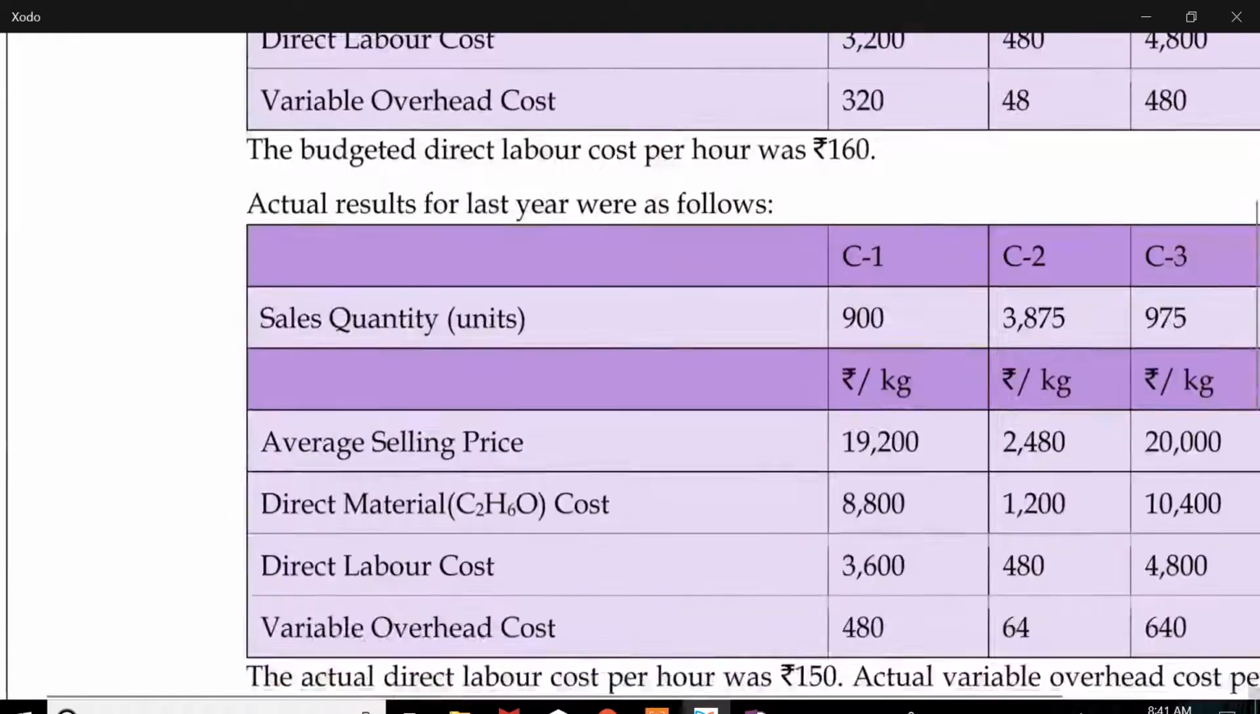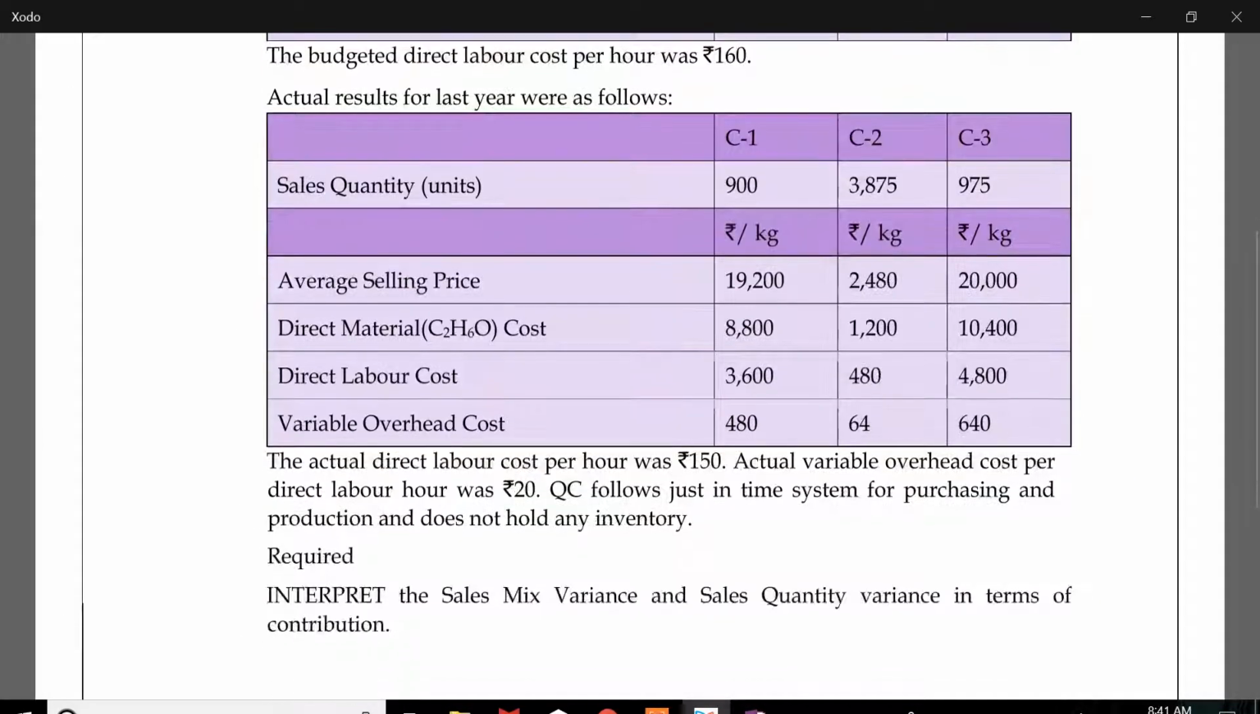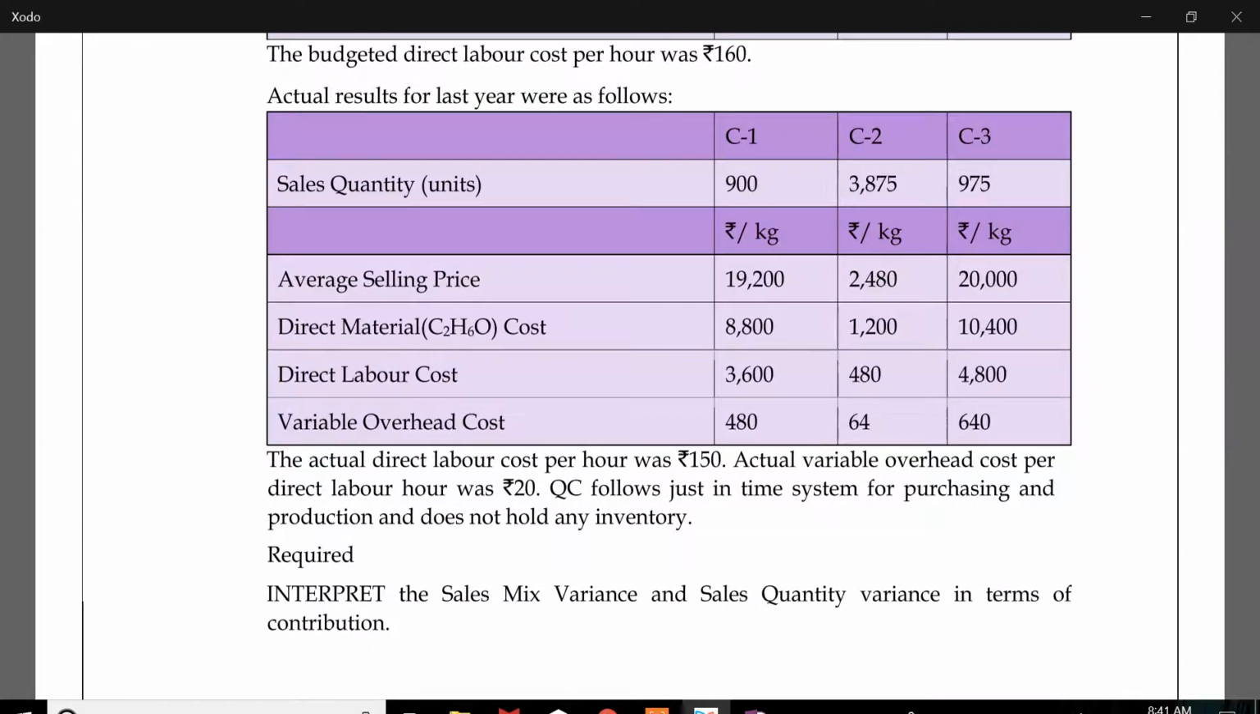Okay, I'm not doing this next question, which is on interpretation of sales mix and sales quantity variance in terms of contribution. What do you mean by in terms of contribution is, you will have to use the margin approach, marginal costing. I leave it to you. You try to do this. The institute answer is already there.